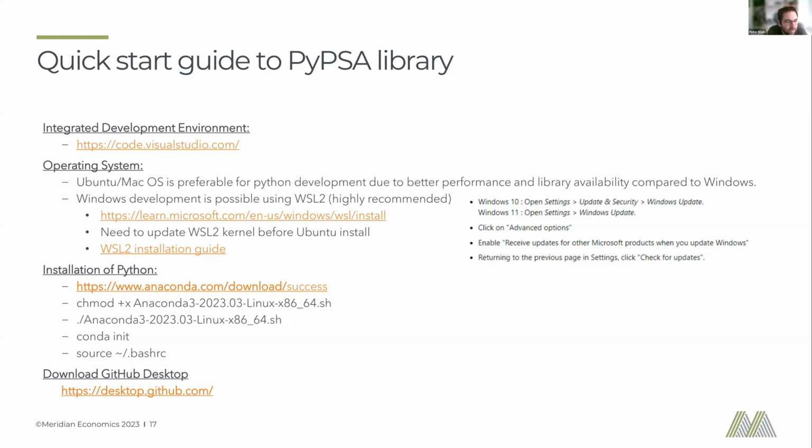The final step is to look at GitHub Desktop, and I'll show you how you can use that to get access to different Git repositories, and how you can start to pull code from the different libraries that are out there.